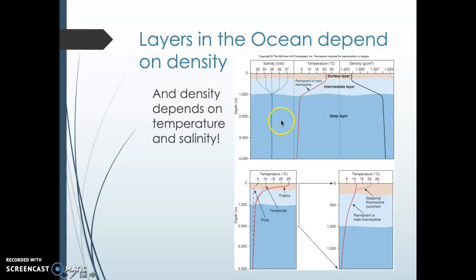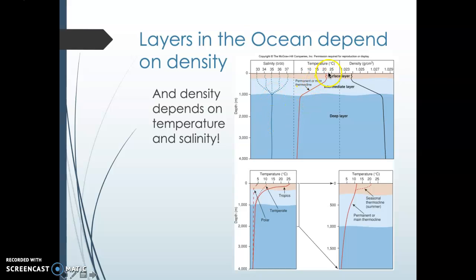So in the graph up here, we can see depth, salinity, temperature, and density. The surface layer, you can see, ranges from 33 to 37 parts per thousand, and that all goes down to about 35 parts per thousand in the deep layer, so very uniform.